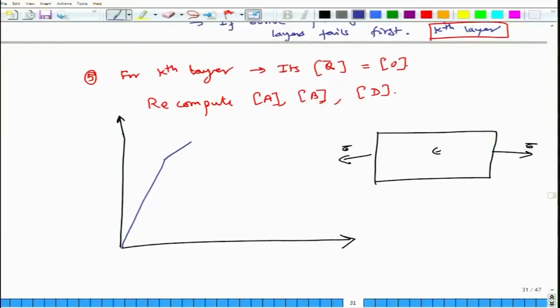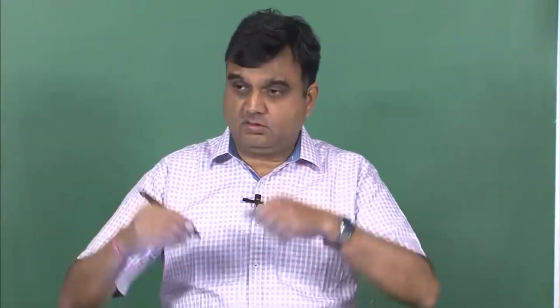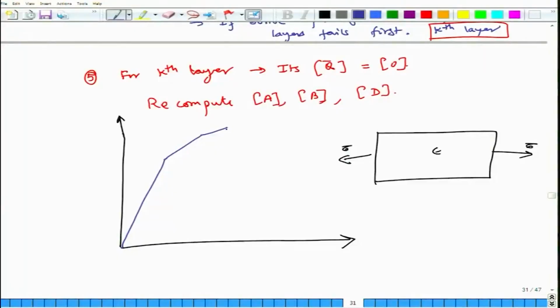So, the slope changes, and then the second layer fails, then the slope changes further, and then the third layer fails, and after a certain point this slope becomes either 0 or negative, and the moment that happens it means that the plate cannot take any further load and the whole thing will collapse. Now, this is using principles of linear elastic theory.